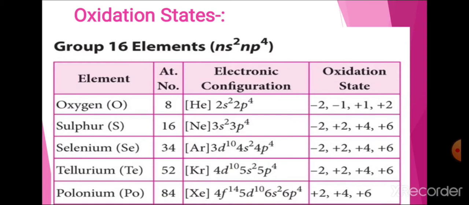Other elements of the group show +2, +4, +6 oxidation states. The +4 and +6 oxidation states are more common in group 16 elements. Here the chart showing the oxidation states of this group's elements is given.